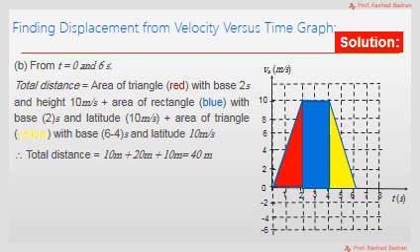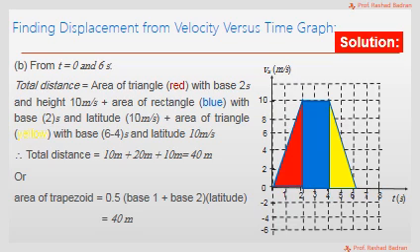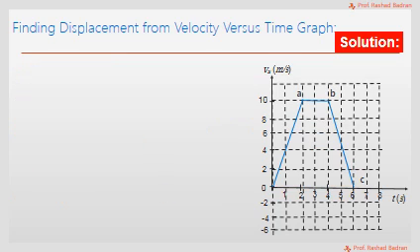We can solve this problem in an alternative way, which is very much simpler than this one, by taking the area of a trapezoid. The trapezoid has two bases, one with 2 seconds and the other with 6 seconds. If we apply the formula of half the sum of the bases multiplied by the altitude, we're going to get a similar answer of 40 meters in this method.